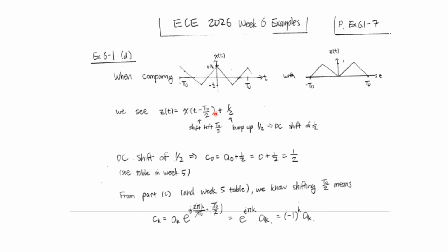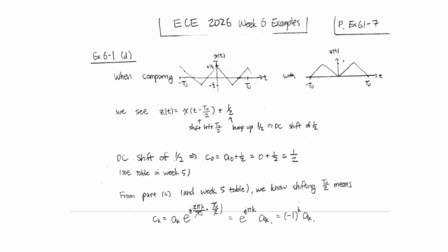So we're going to write that up. It's going to be x of t time shifted by t naught over 2 to the left, so minus t naught over 2, plus 1/2. Now, this bump up, this plus 1/2, basically means a DC shift, right? Which means it only affects one term, the c naught term. So c naught is simply equal to a naught plus 1/2, which is equal to 1/2 because a naught was 0 before. So all that means is that instead of a naught being 0, we now have this new DC term. So by inspection, you know that c naught is going to be 1/2 because this triangle wave is DC shifted by 1/2.